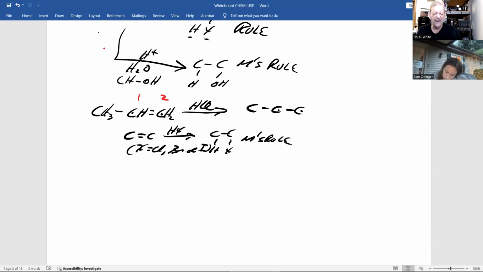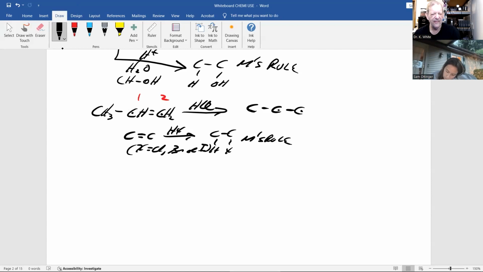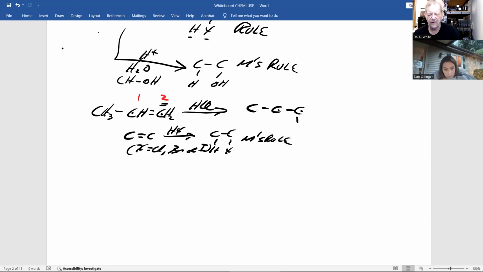And which carbon has the most hydrogens? The end one. This one. So the hydrogen will go here, and the halogen will go to the other side. In this case, chlorine. You know there are 4 bonds to carbon. Chlorine counts as 1, so I can put the hydrogen in, and this is one way of writing it. And that's how you do it.